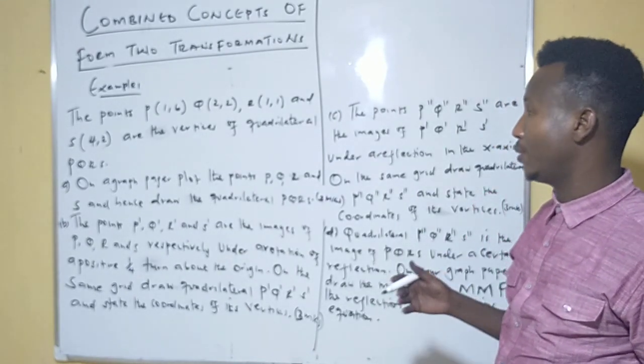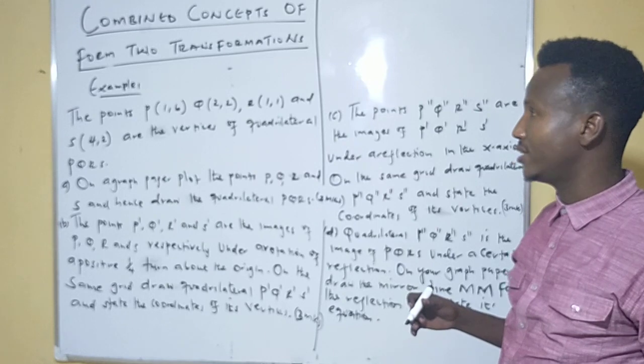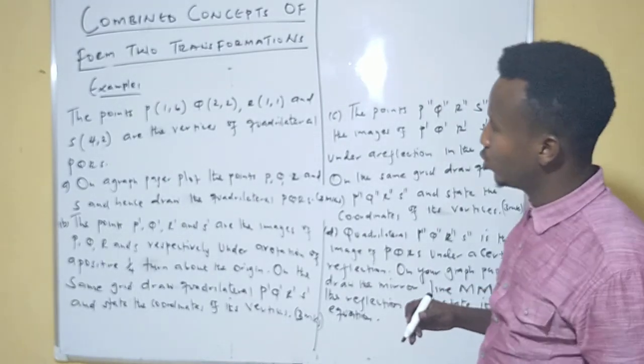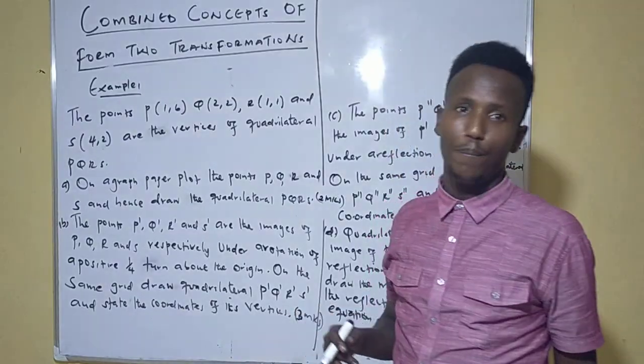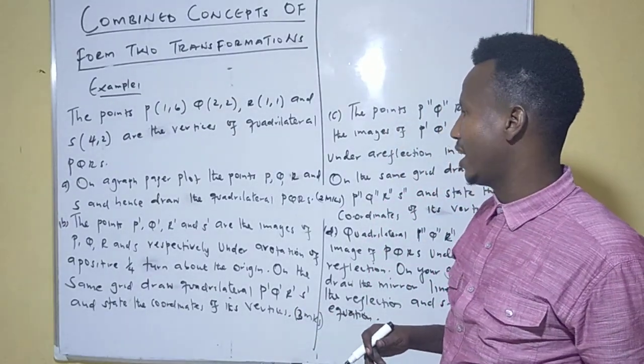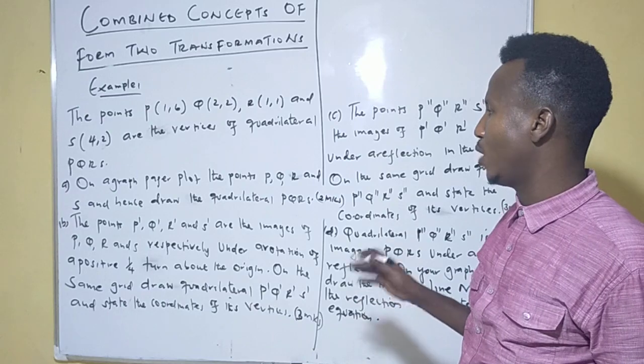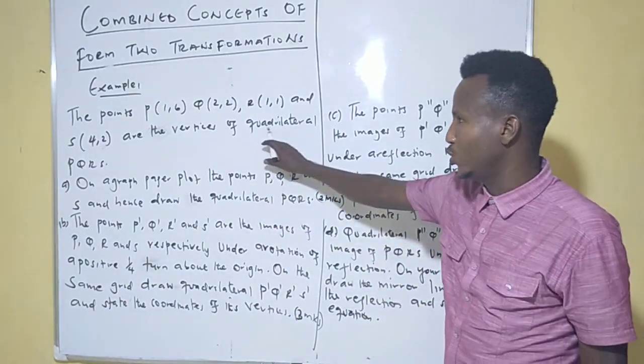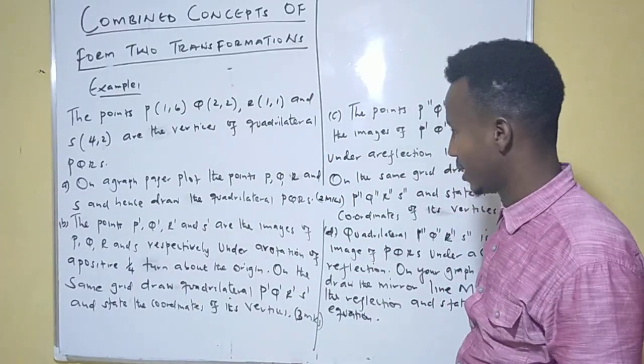The points P(1, 6), Q(2, 2), R(1, 1) and S(4, 2) are the vertices of quadrilateral PQRS. On a graph paper, plot the points PQRS and hence draw the quadrilateral PQRS. You're going to plot this, and that is the first 2 marks.